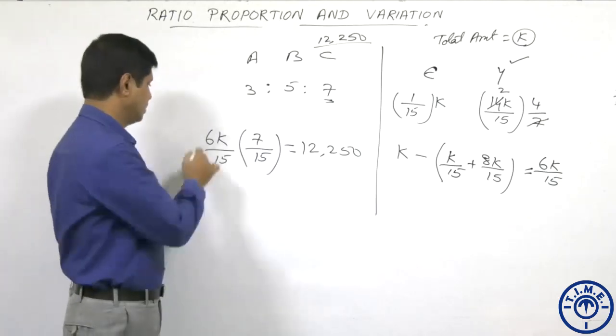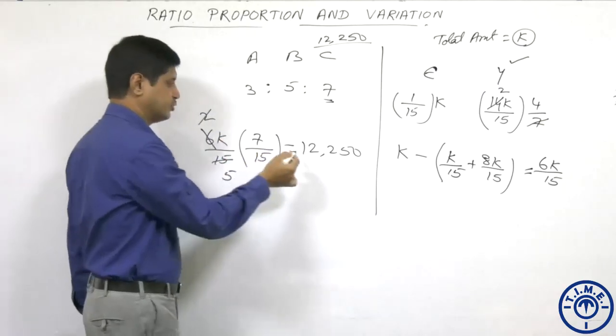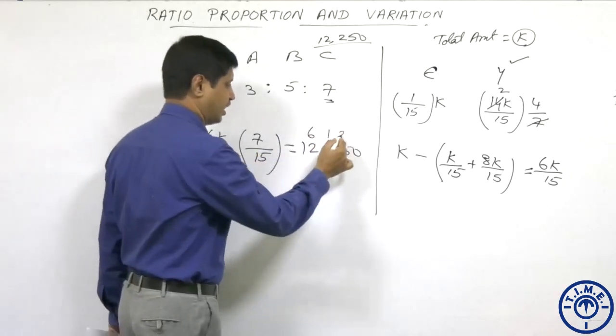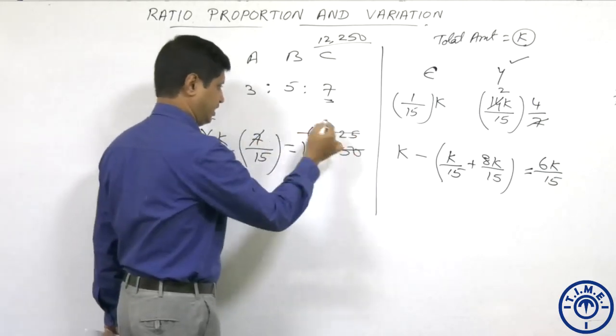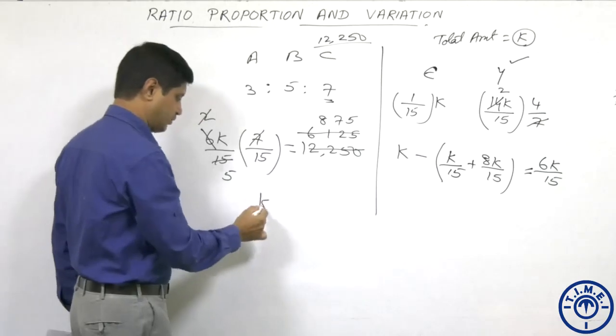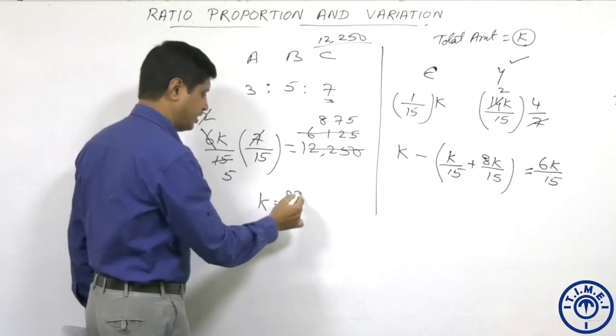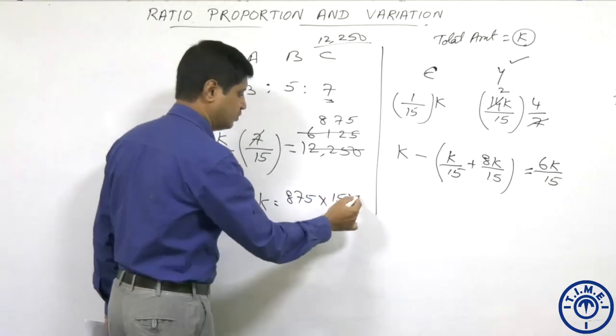What is K? 7 by 15 of 6K by 15 equals 12,250. Now, we can cancel 2 here, 6 times and 1 to 5. What about the 7? It is 875 times. What is the value of K? K is equal to 875 into 15 into 5.